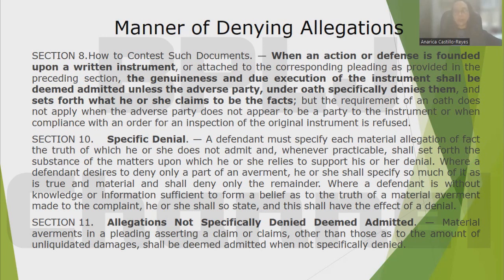Allegations not specifically denied are deemed admitted. Material averments in a pleading asserting a claim, other than those as to the amount of unliquidated damages, shall be deemed admitted when not specifically denied. Okay, so if you're answering a pleading, there is a duty on your part to specifically deny each and every allegation, availing of how to make specific denials under Section 10 of Rule 8.